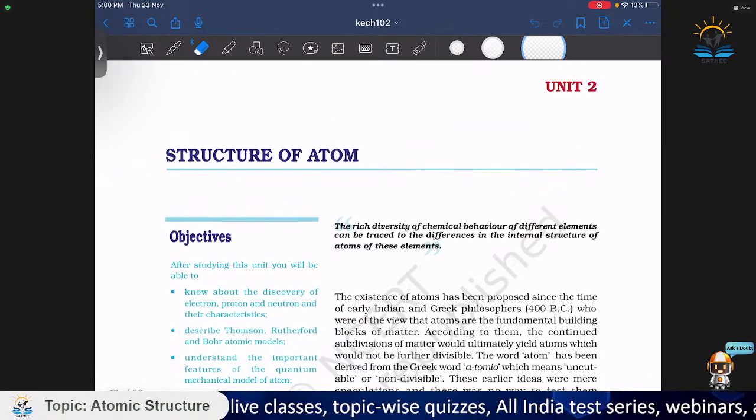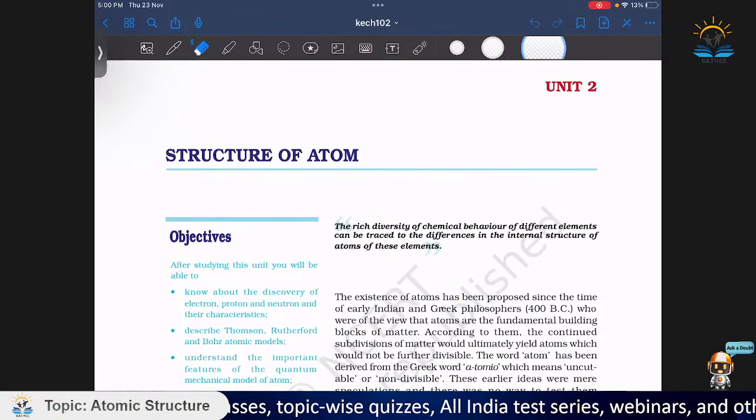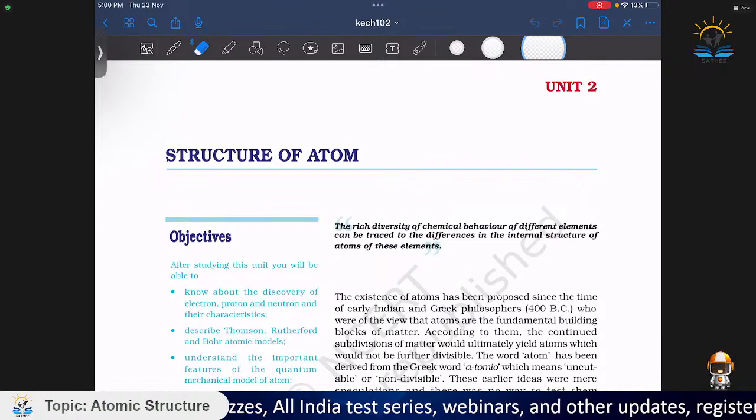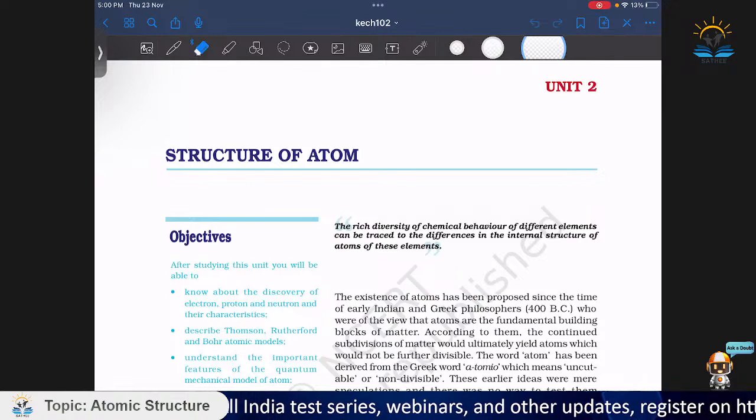So this is the second chapter of your chemistry class 11th, and firstly we'll see a brief review of the chapter. After that we'll go on to some previous year questions of JEE-Mains related to this chapter. All right. So let's start.